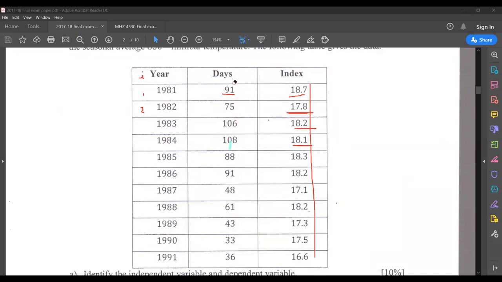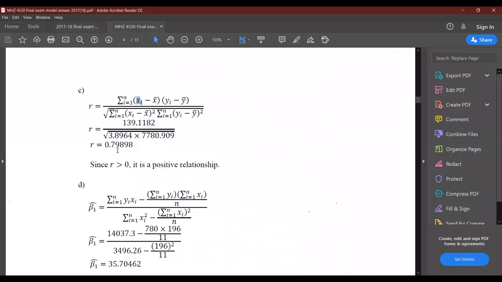After finding the correlation value, you can see we have obtained a correlation value nearly equal to 0.8. So our assumption was correct, which is a positive relationship. If the correlation value is negative, then it's a negative relationship. If it is a positive value, it's a positive one, right?